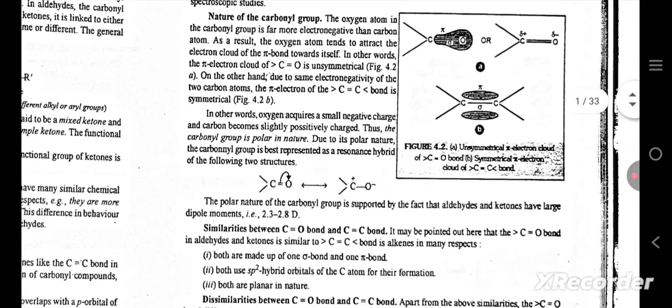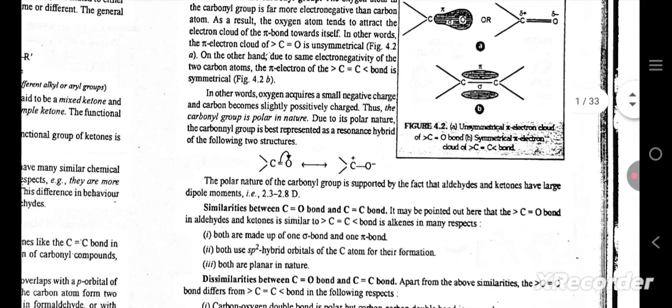Nature of the carbonyl group. The oxygen atom in the carbonyl group is far more electronegative than the carbon atom. As a result, the oxygen atom tends to attract the electron cloud of the pi bond towards itself. In other words, the pi electron cloud of C double bond O is unsymmetrical.